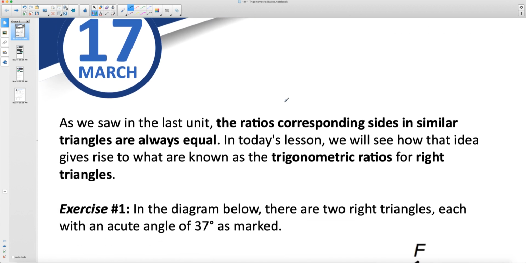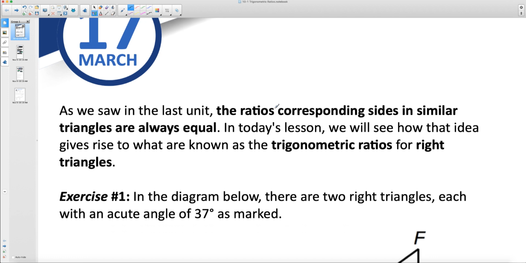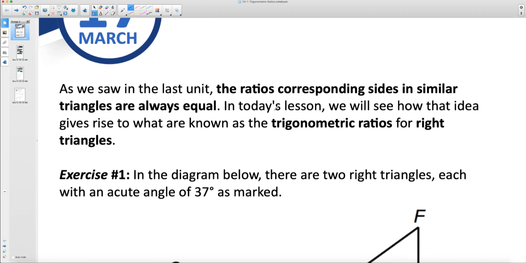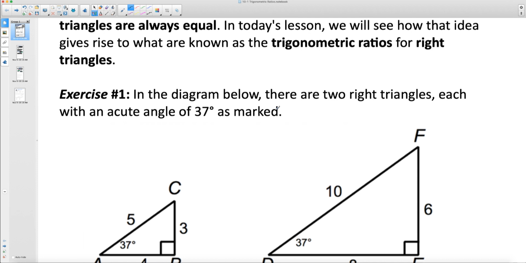So last unit we looked at similar triangles, and we noticed that if triangles are similar, their corresponding sides are always in the same ratio, and the ratio of the corresponding sides are always equal. This is going to extend into what we call trigonometric ratios, and that's specifically for right triangles.